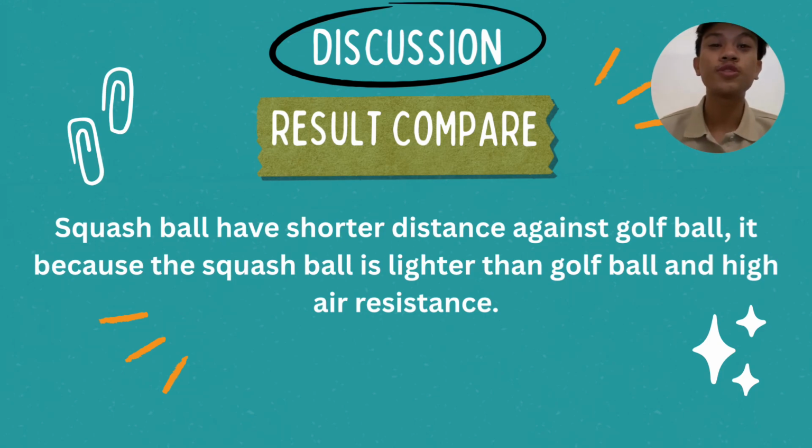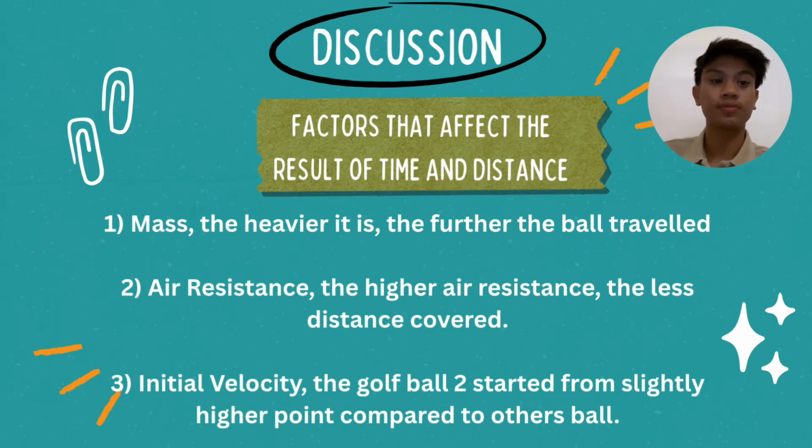Okay, so next for discussion, first one is result comparison. The squash ball has a shorter distance compared to the golf ball because the squash ball is lighter than the golf ball and has high air resistance. Okay, so next is factors that affect the result of time and distance.